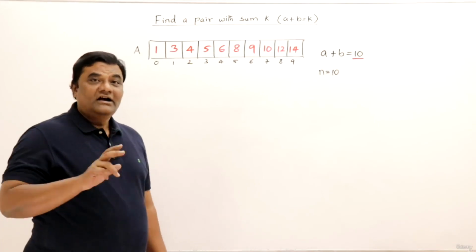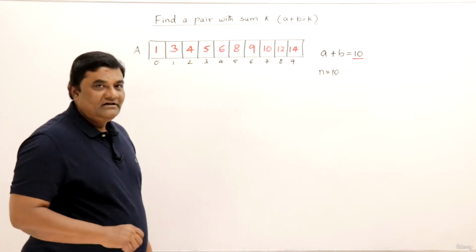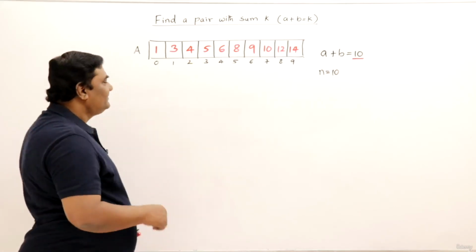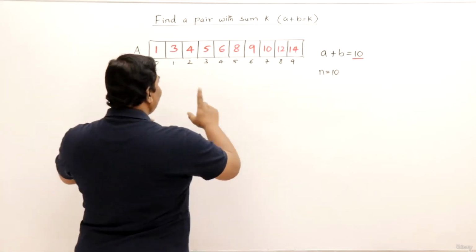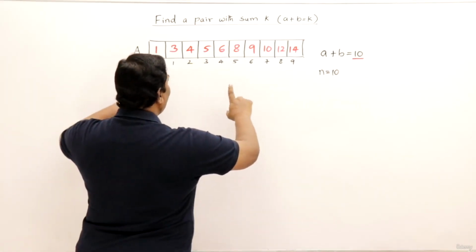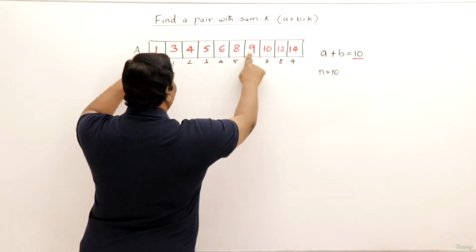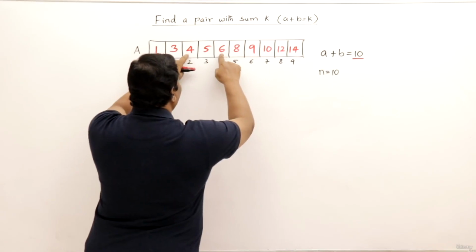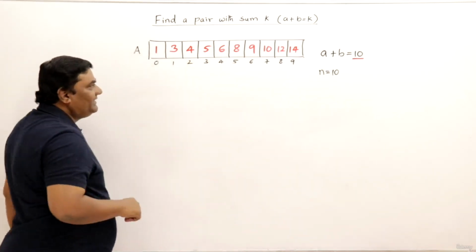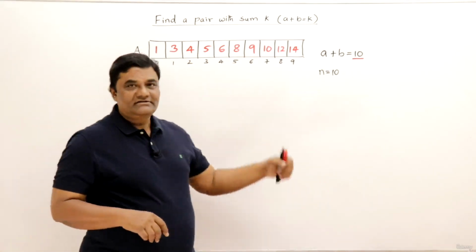So in a sorted array, how to find this, we will see. I'll show you the procedure. We want a pair. First let us check whether there are any such elements or not. Like 1 and 9, it's there. And 4 and 6 is also there. Yes, so we have two pairs of elements whose sum is equal to 10.